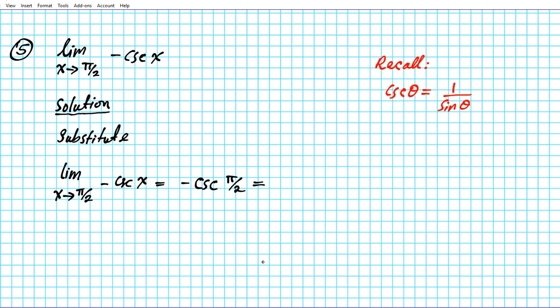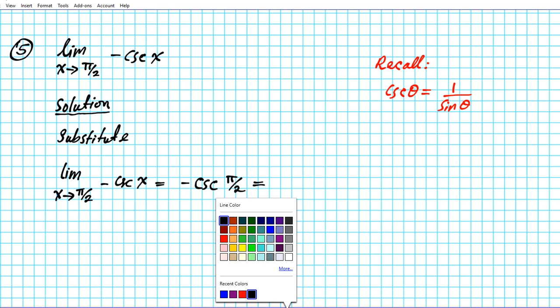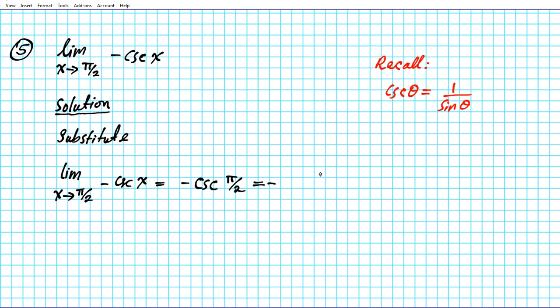Alright, so we can then rewrite this as negative 1 divided by sine pi over 2, since theta is pi over 2. Now let's go ahead and use our unit circle to do this. You can use your unit circle if you want, or you can use the sine function. I'm going to show you both ways of doing it. Whichever one you like, you can use.